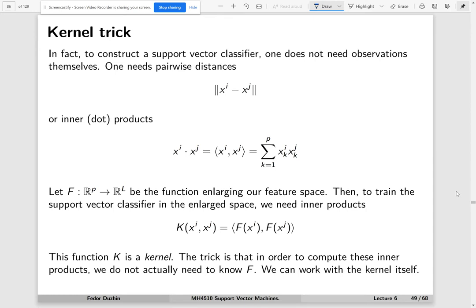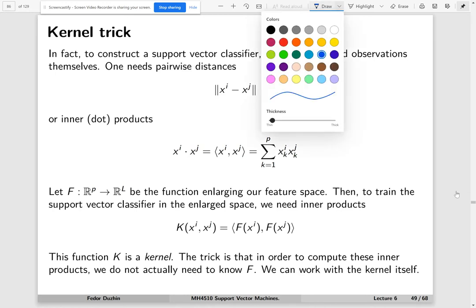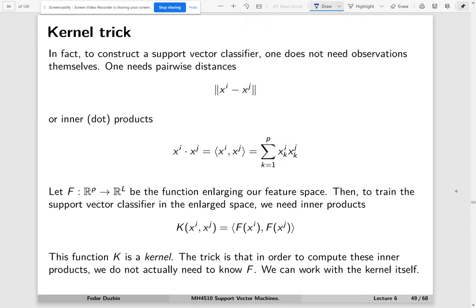And this function k, which shows us how to calculate the dot product in the enlarged space if we know the observations in the original space, is called a kernel. And the trick is that in order to compute these inner products, we do not need to know f. So we can work with k.